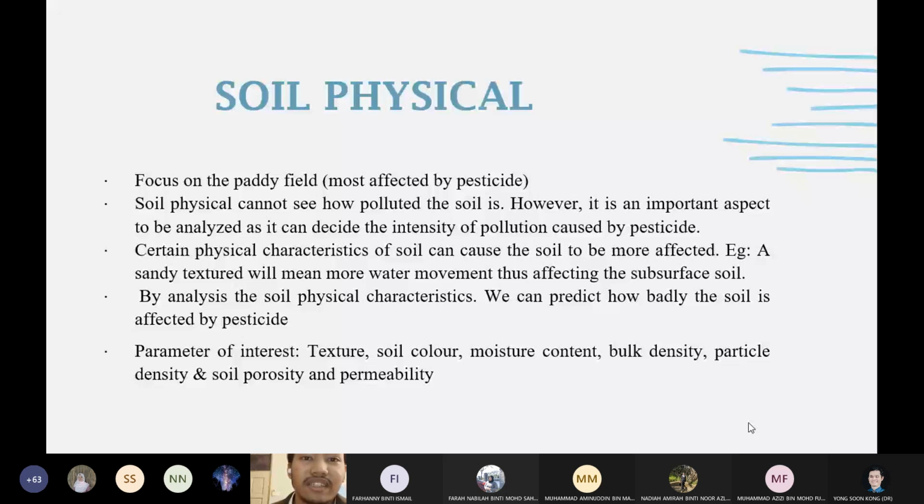By knowing the soil physical characteristics, we can have a rough idea of how badly the soil can be affected by pesticide. In this part of sampling analysis, what we are interested in finding out is the soil texture, soil color, soil moisture content, bulk density, particle density, and porosity and permeability of soil.